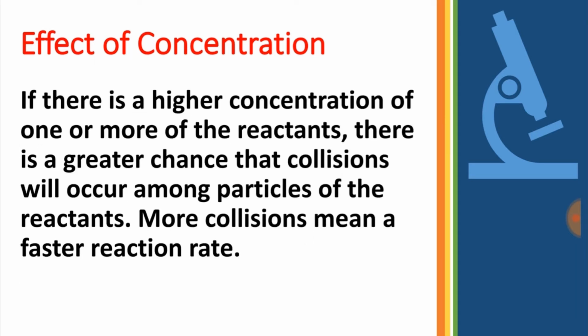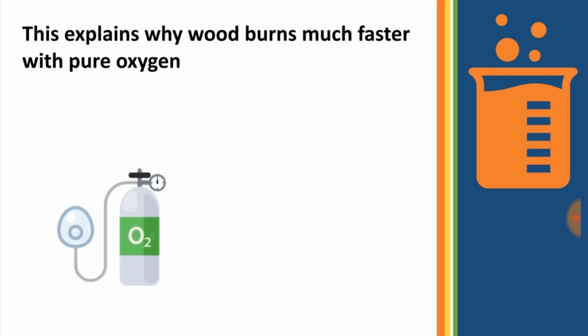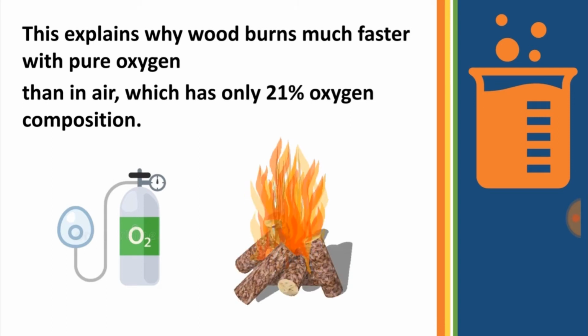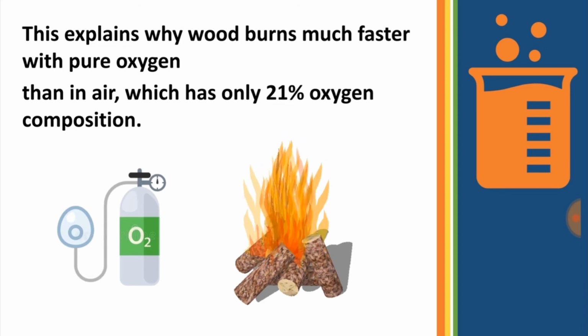If there is a higher concentration of one or more of the reactants, there is a greater chance that collisions will occur among particles of the reactants. More collisions mean a faster reaction rate. This explains why wood burns much faster with pure oxygen that has 100% concentration than in air, which has only 21% oxygen composition. That is why people are not allowed to smoke near an oxygen tank.